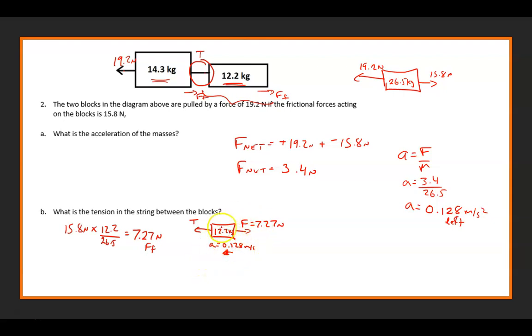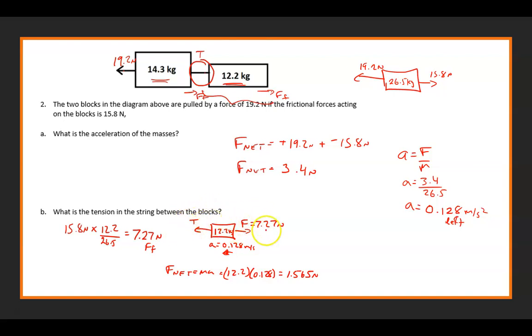So from here, we can figure out what is the net force acting upon this object. And then we can use that to find the tension as the sum of those two forces. So let's find that net force, which is just equal to MA, which is 12.2 multiplied by 0.128. So that gets you a value of 1.565 newtons. So that's the net force. That is the tension and the friction coming together.